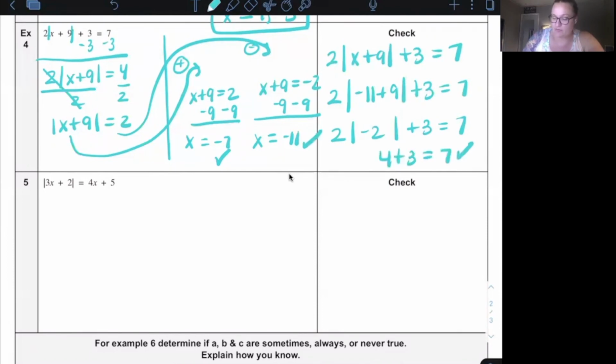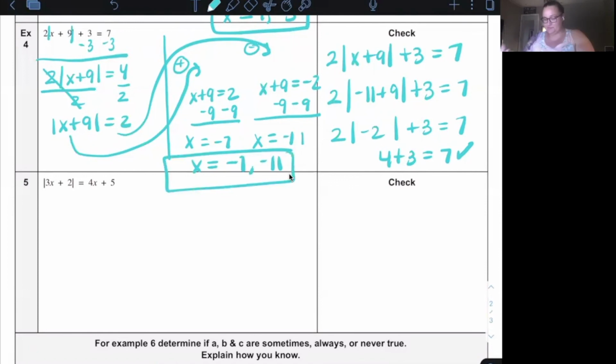So once again, they both work. So we actually haven't had an extraneous solution just yet, which is kind of disappointing. So x equals negative 7 and negative 11 are our two solutions.